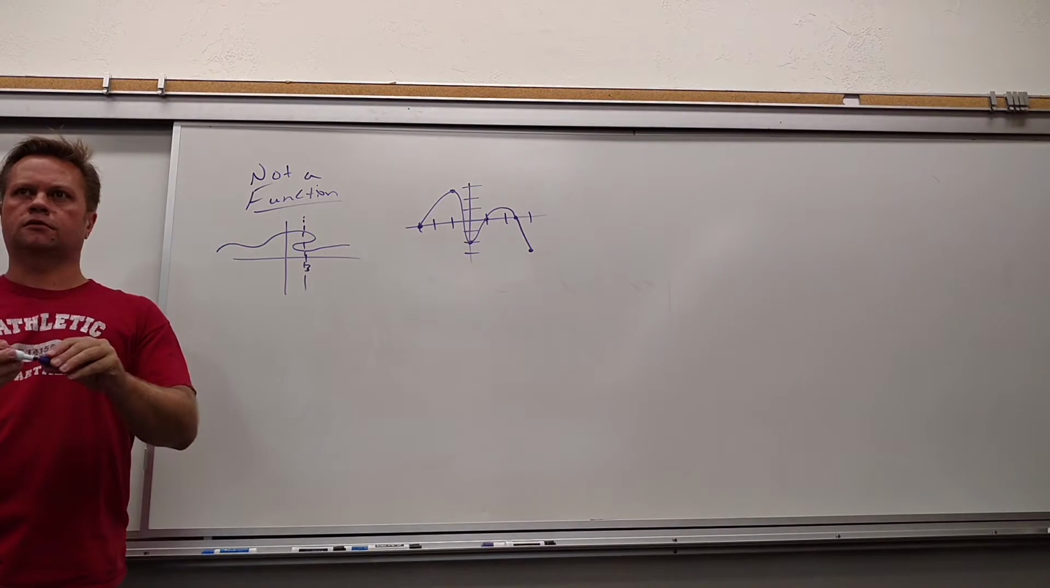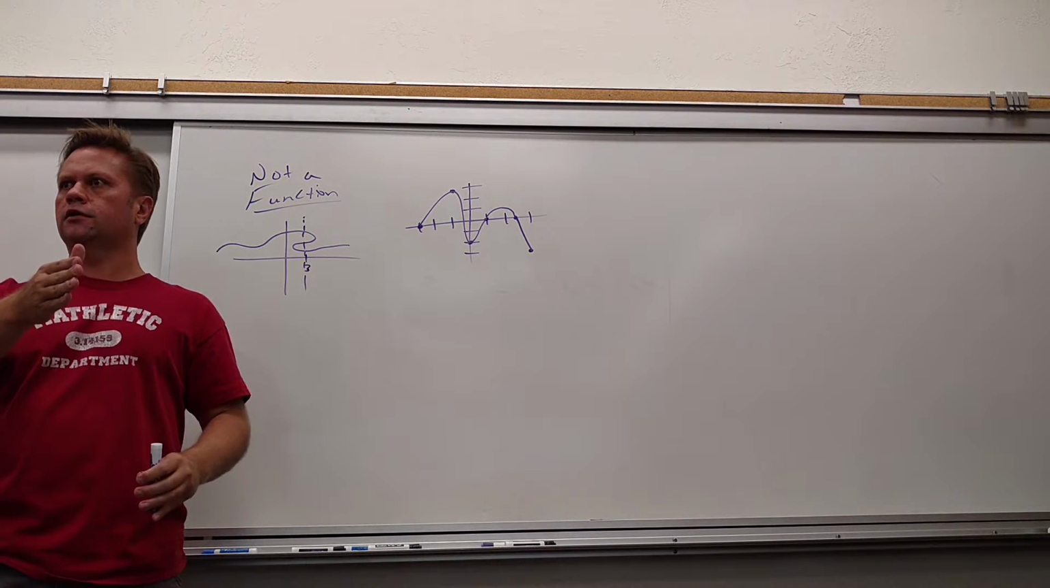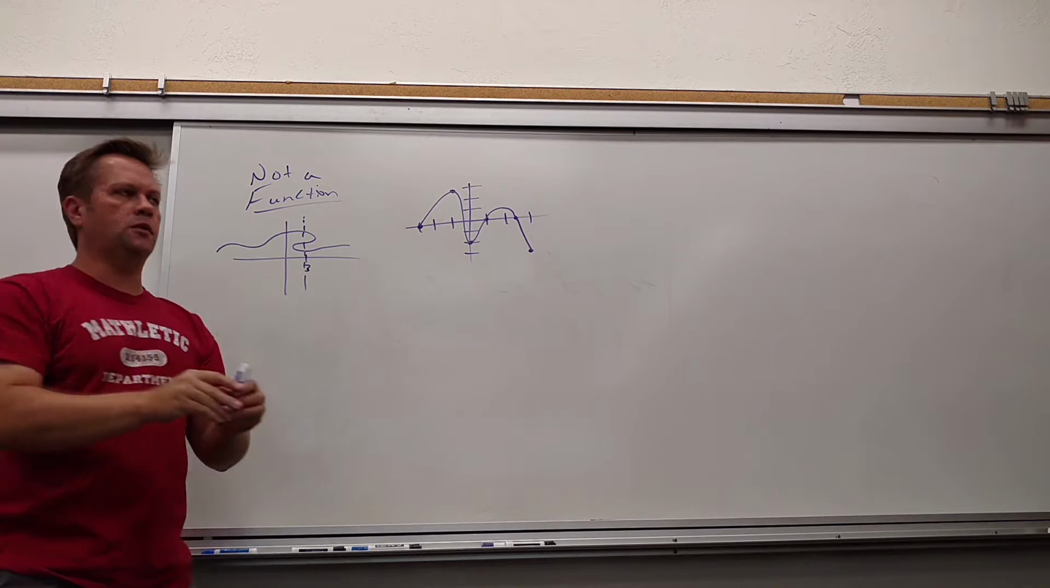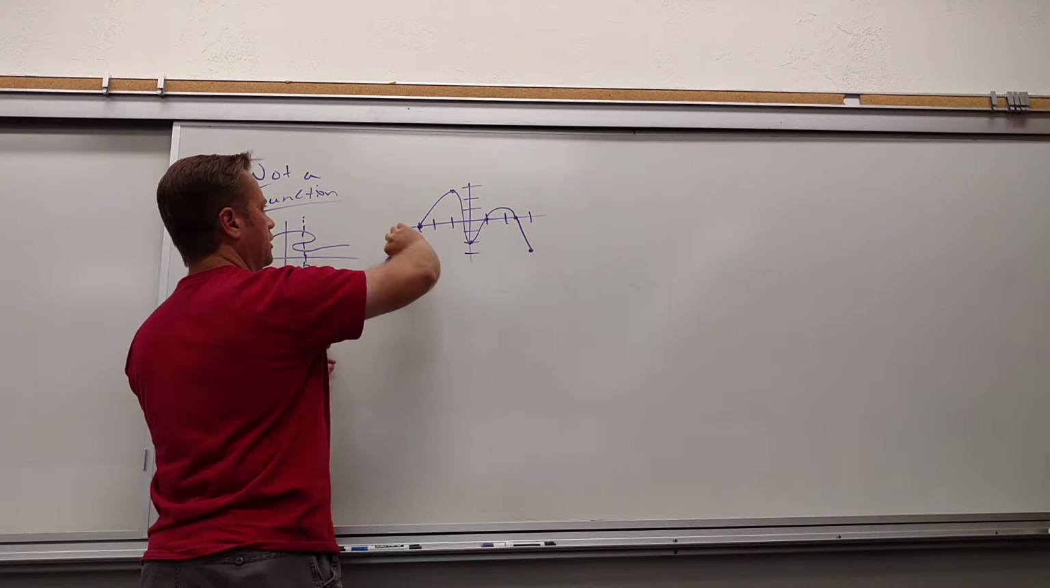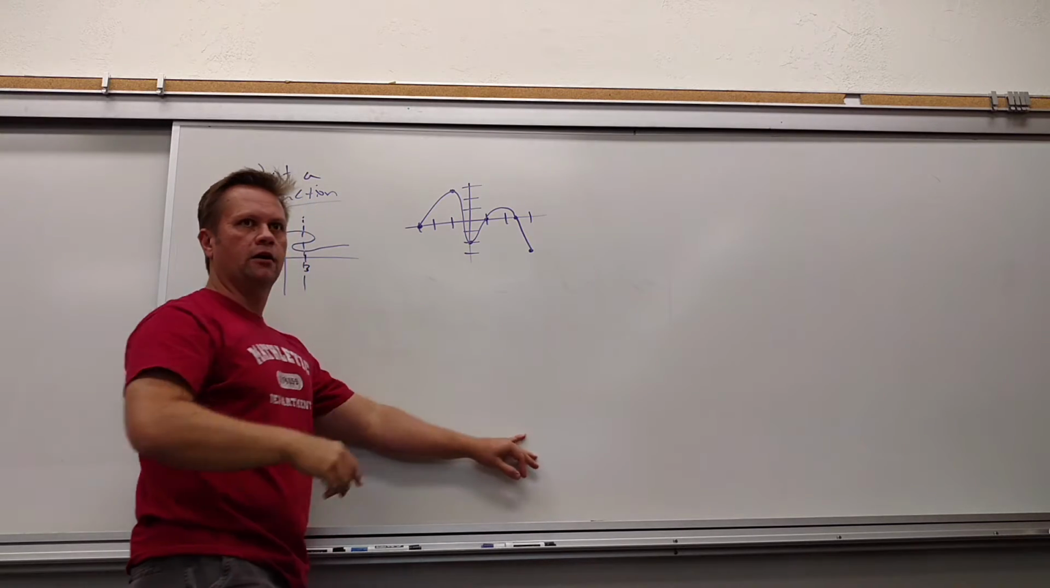So is that a function? Yes, there's no vertical line that goes through more than once. So I would say that's a function. This could be a plane, though I wouldn't want to be on this plane. Oh yeah, wow! We all basically died there.